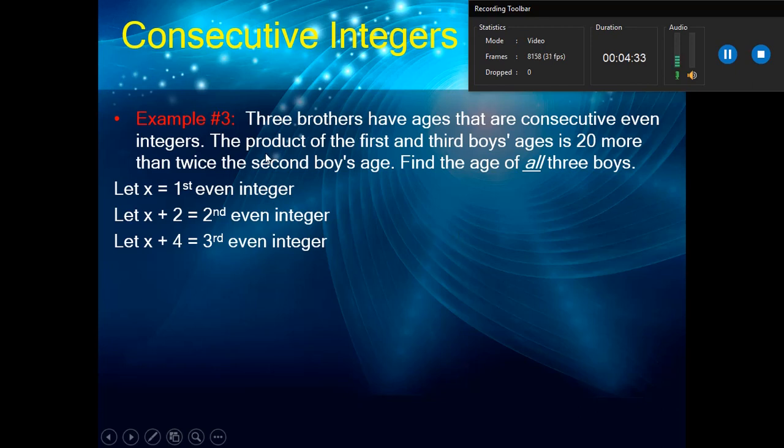Now I'm going to translate the equation, the product of the first term and the third term. X times x plus 4.